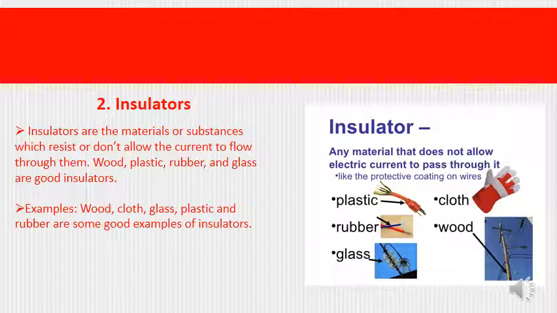Number 2, insulators. Insulators are the exact opposite of conductors. Insulators are the materials or substances which resist or do not allow the current, electricity or heat to flow through them. Examples are wood, plastic, rubber and glass, which are good insulators. Any material that does not allow electric current to pass through it is an insulator. Plastic, rubber, glass, cloth, wood.